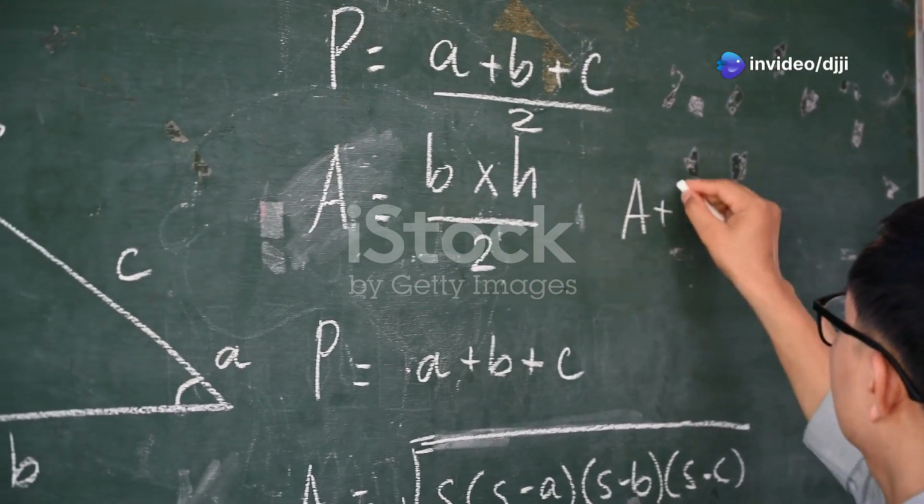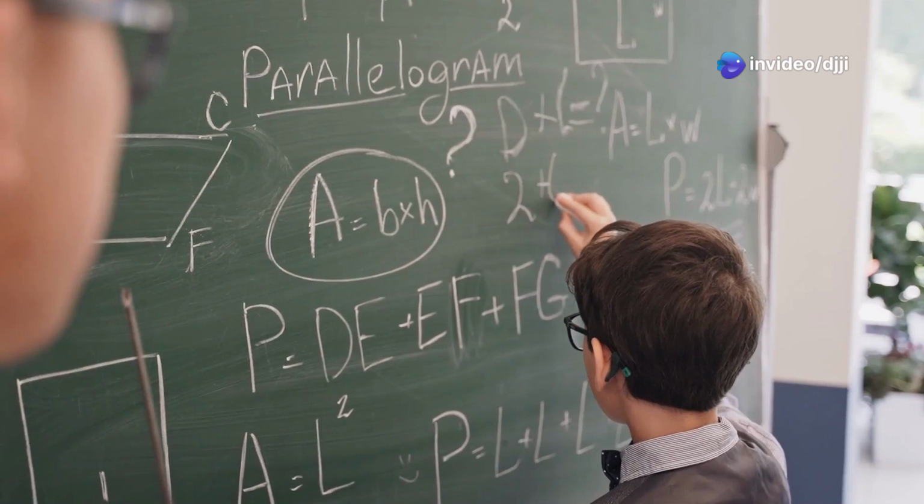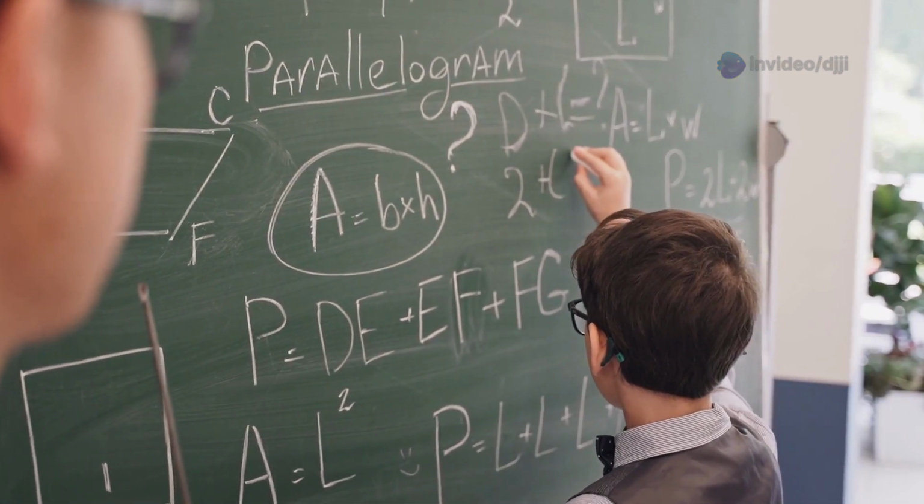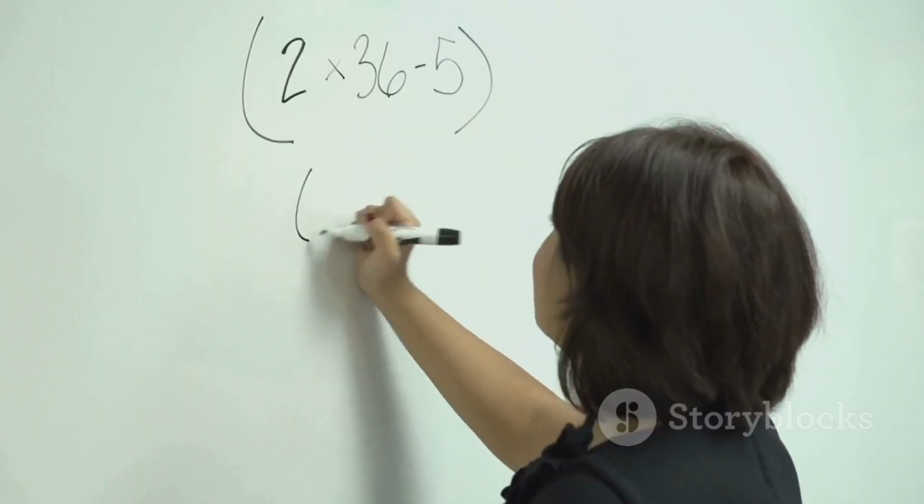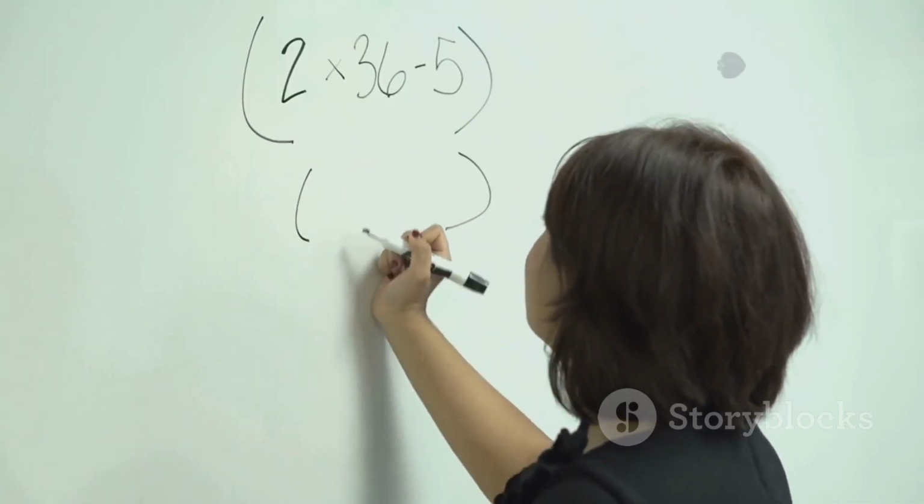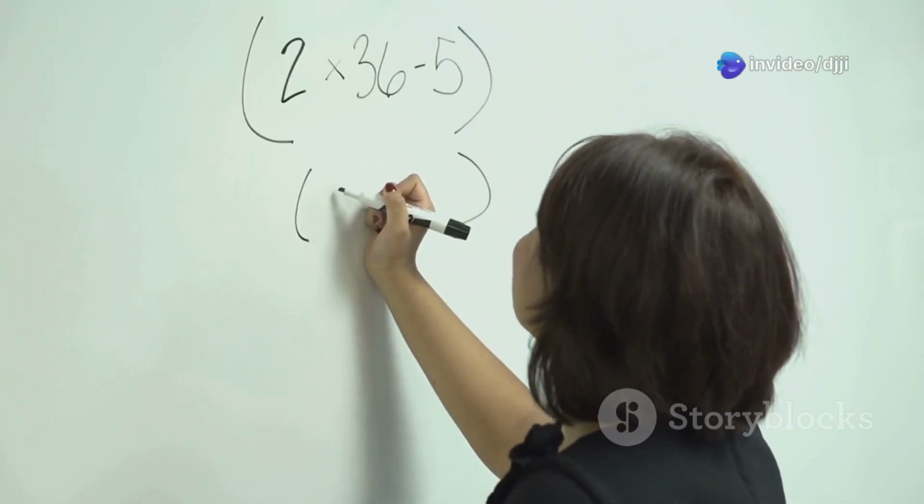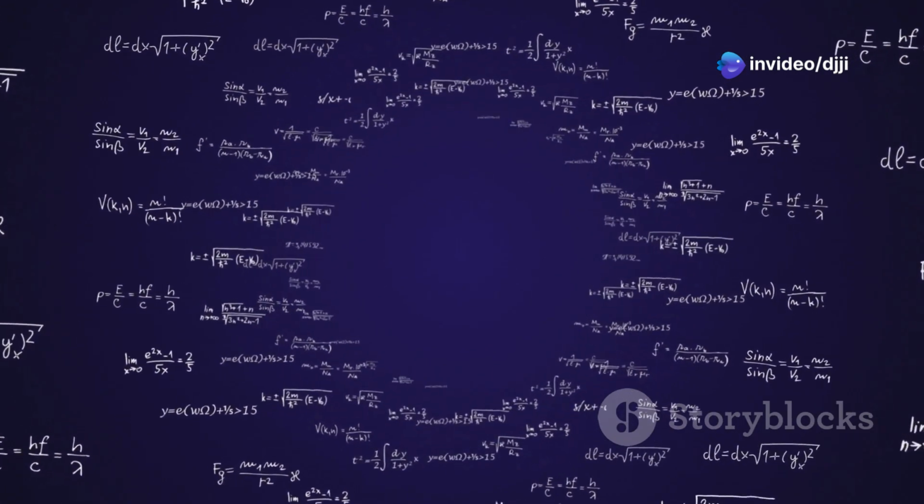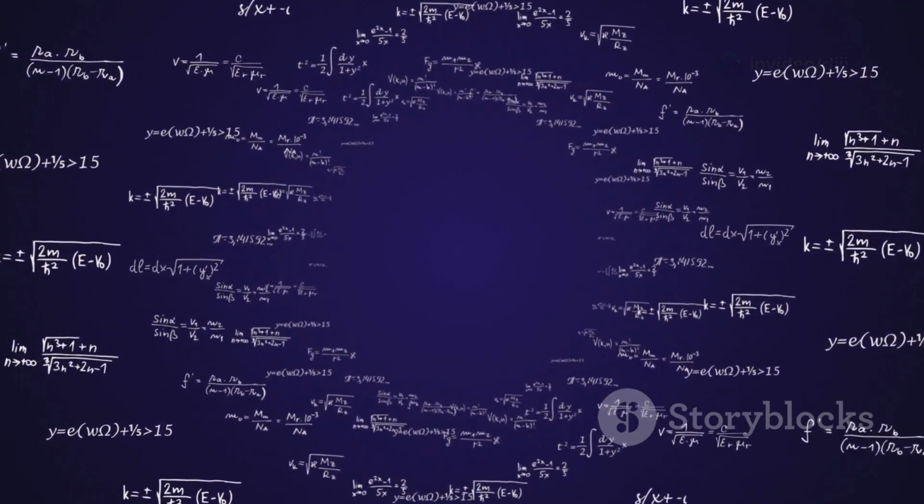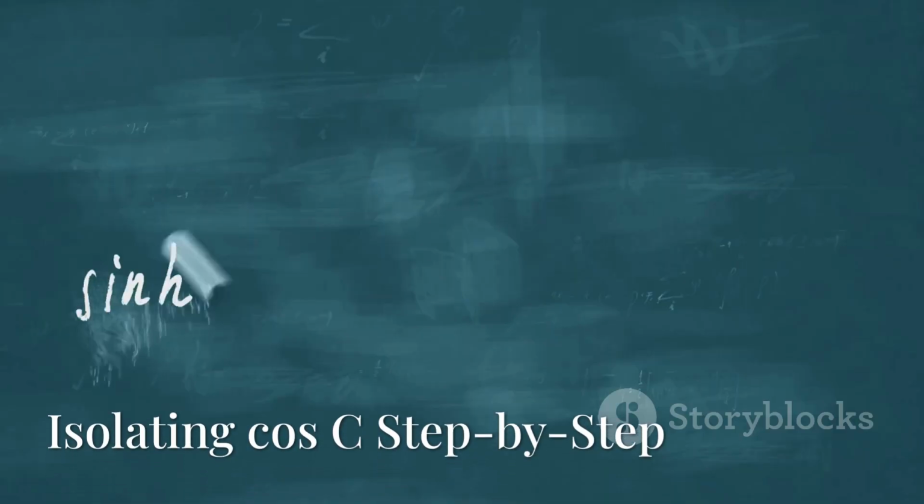Alright, so to isolate cosine B, let's start with the second equation. B squared equals A squared plus C squared minus 2AC times cosine B. Now rearrange it to get 2AC cosine B equals A squared plus C squared minus B squared. Then just divide by 2AC and you'll get cosine B equals A squared plus C squared minus B squared, all over 2AC.